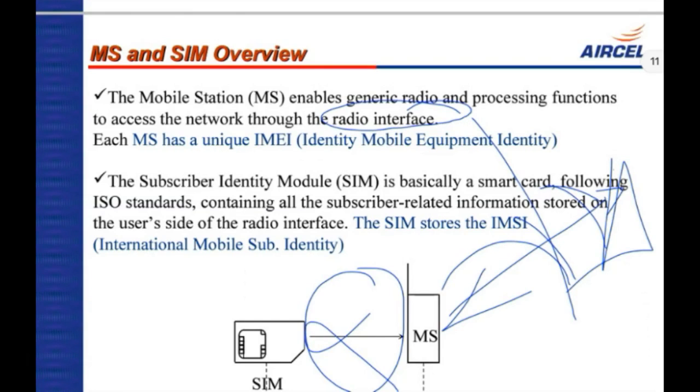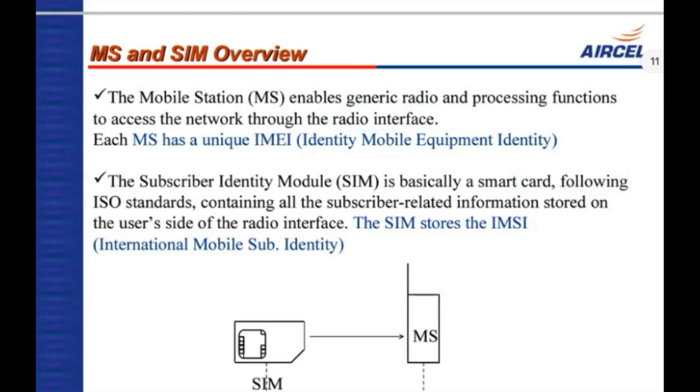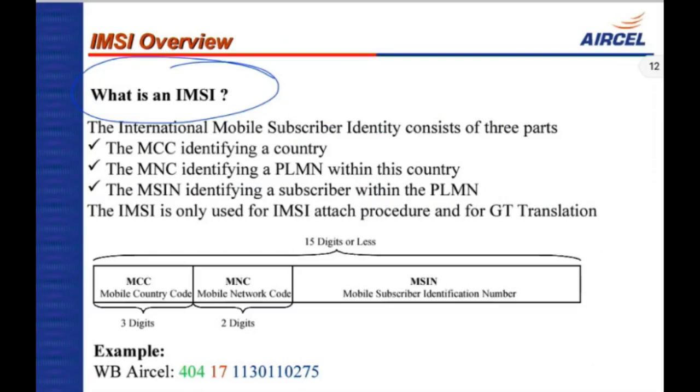Each mobile subscriber has an IMEI. This stands for International Mobile Equipment Identity. The subscriber identity module is basically a smart card following the ISO standards, containing all the subscriber related information. The SIM has the number that we call the IMSI, the International Mobile Subscriber Identity, which consists of 3 parts.